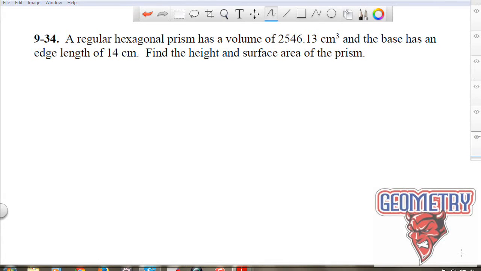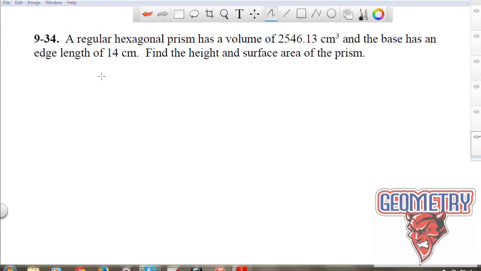We're now in number 34 of chapter 9. It says a regular hexagonal prism has a volume of 2546.13 and the base has an edge length of 14. Find the height and surface area of the prism.